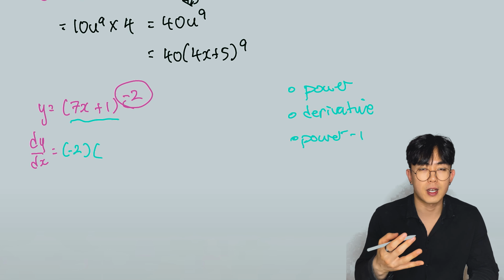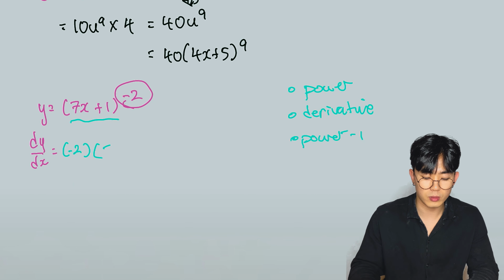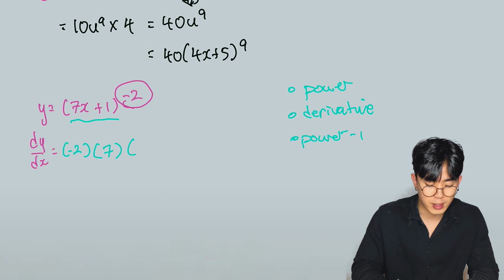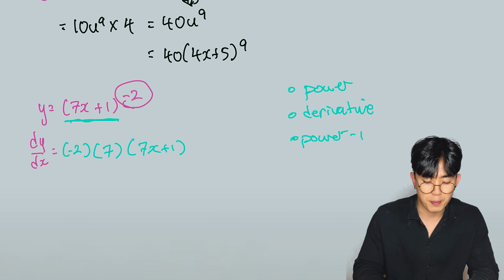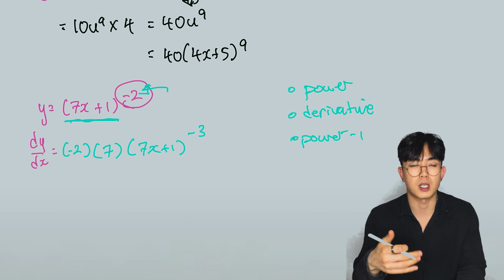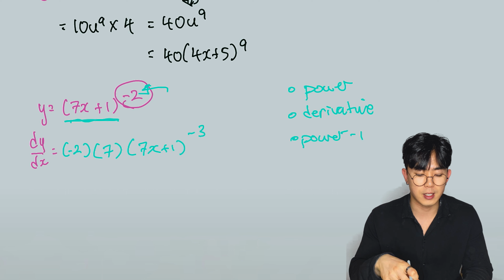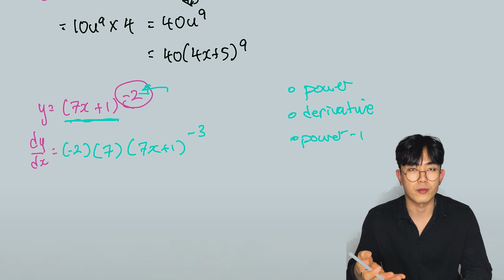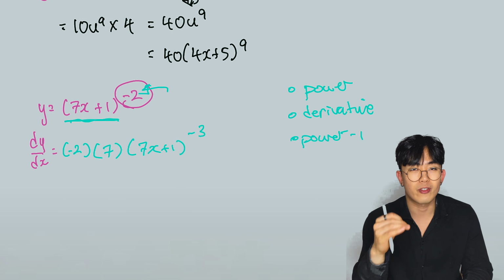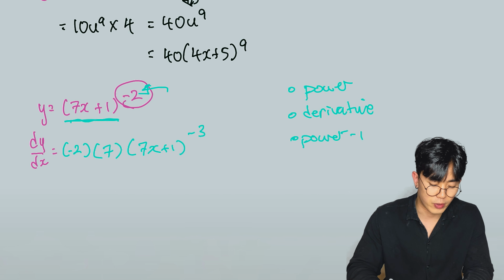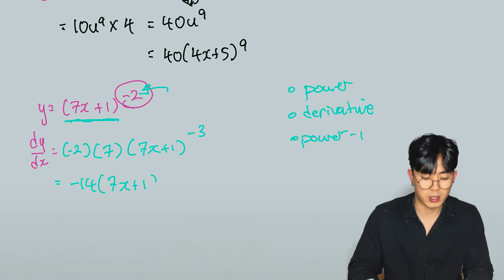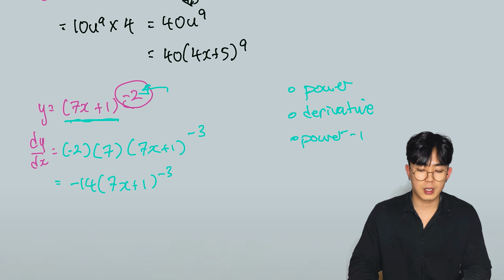So if I differentiate that, it's just 7. And then finally, it's power minus 1. What I mean by that is I rewrite this bracket, 7x + 1, and I minus 1 to the power. In this case, it was minus 2, so it's minus 3. Minus 2 minus 1 is minus 3, right? And this is the derivative of the initial y function. So it's just 3 very basic steps. I can simplify this even further, right? I can say it's minus 14(7x + 1) to the power of minus 3. Okay. Let's try another example.